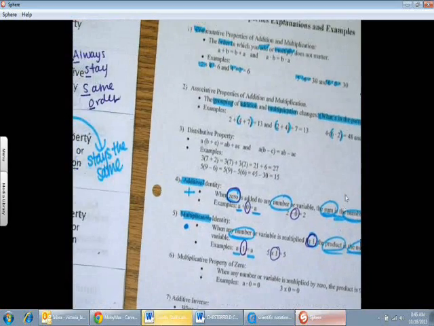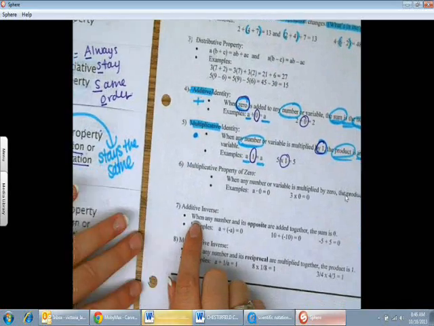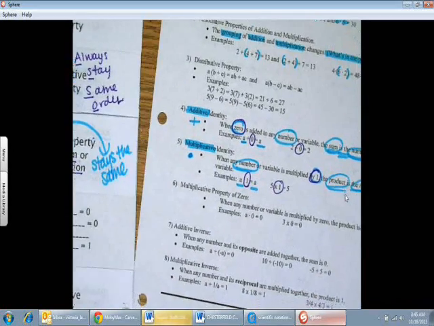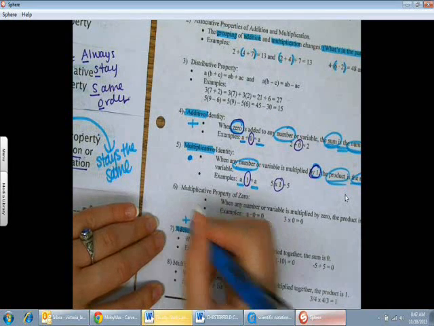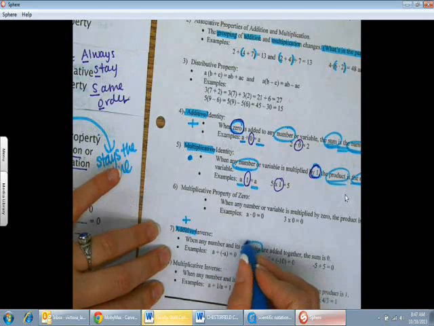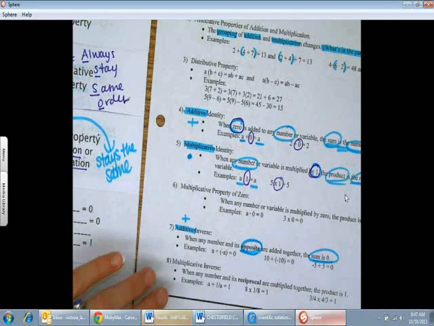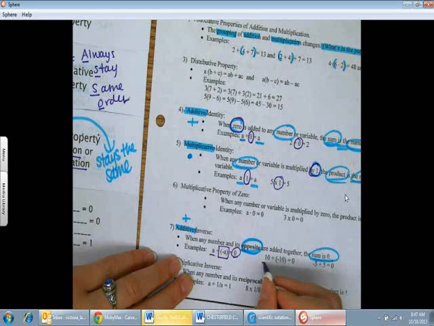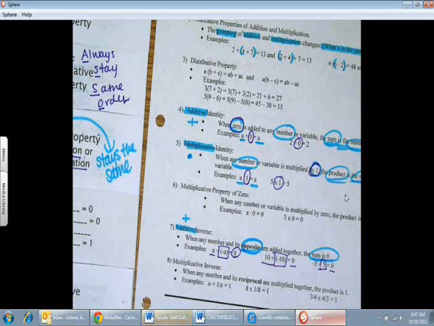Okay, so the next one we're going to do is the inverse properties, which are number 7 and number 8 on your sheet. And the inverse property states that when you add, additive inverse, so when you add any number and its opposite, the sum is 0. So example, a plus negative a equals 0. 10 plus negative 10 is 0. 5 plus positive 5, or negative 5 plus positive 5, is 0.